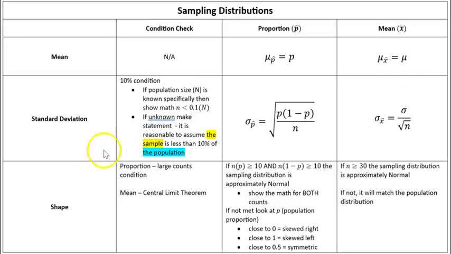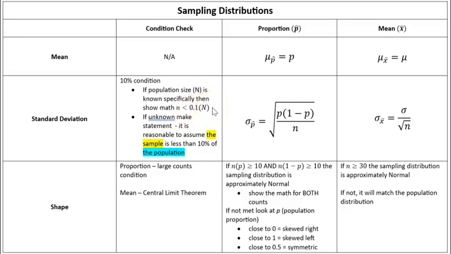Okay. Standard deviation. To calculate standard deviation, we need to check the 10% condition. And so what we're looking for is, is our sample less than 10% of the population? Okay. If the population size, and that's noted with a capital N, is known specifically, if they tell you there are 8,000 students, all right, then I want you to show the math. I want you to show me that n, the sample size, is less than 10% of big N.